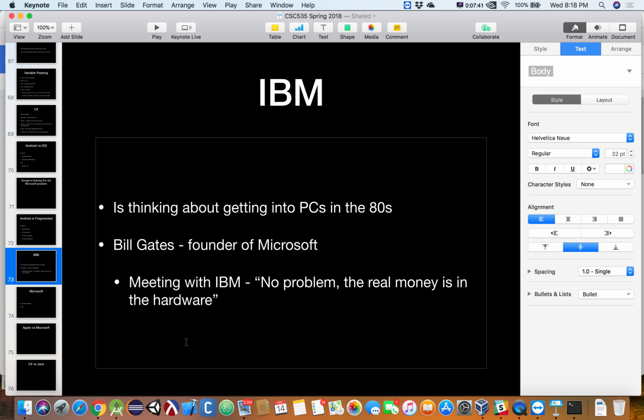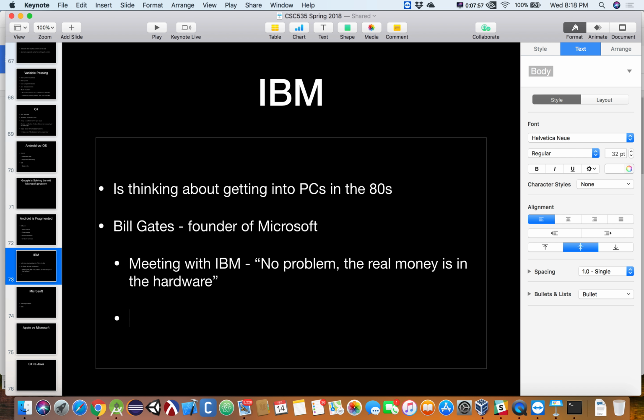There's one little issue here. Anybody know what the funny issue related to this deal was? Microsoft did not have an operating system. So Bill Gates walked into this meeting with IBM and agreed to license their operating system to IBM on a per computer basis. He made an agreement with IBM for something he did not have. He didn't have software. He didn't have an operating system. Yet he had just promised IBM that they could use his software on a per machine basis when they released their personal computers. So now Bill Gates has to go and figure out where to find an operating system.